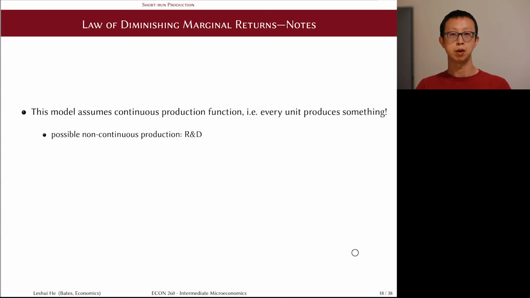Now let me conclude this part with two notes. First, the model assumes that the production function is continuous in the inputs. This means as you add more and more labor, each unit of labor brings you a steady amount of output. But this is not necessarily true in reality. If you think about the research input and output in developing a new medical treatment for cancer or coronavirus, the outputs come through a series of discoveries or breakthroughs.